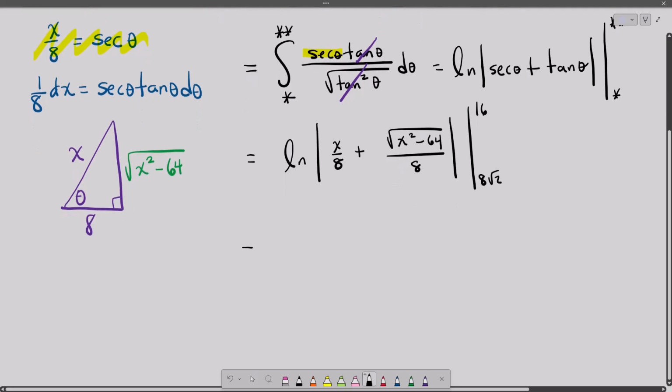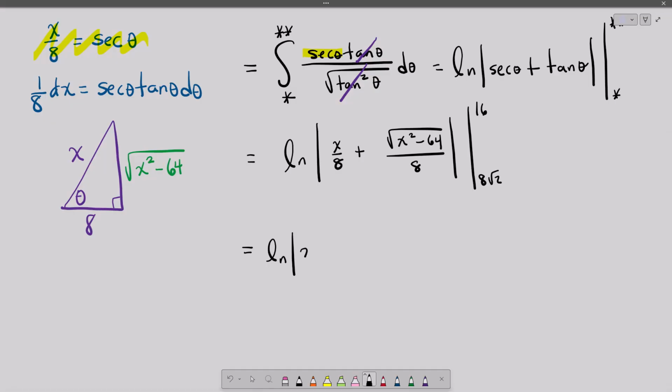Okay, so we plug in the upper limit. Plug in the 16 there. And we get 256 minus 64. So 256 minus 64, that's 192, possibly, yes, thank you.